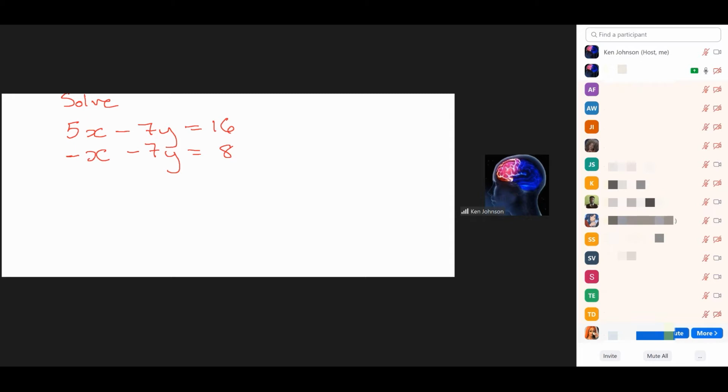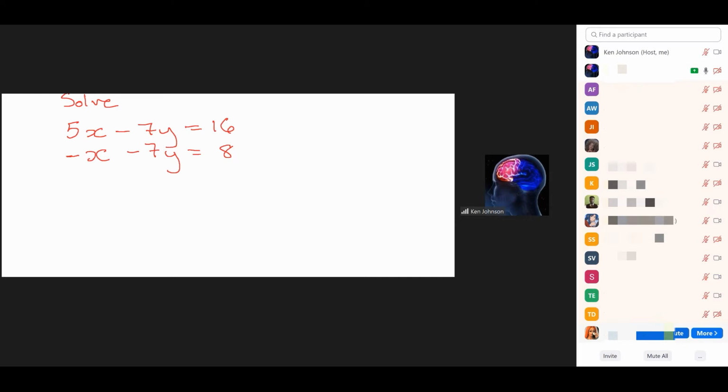If you try to add, to eliminate, it won't work. You will get negative 14y, right? So it won't work. So what you need to do here, you need to think of what you can multiply one of these equations by so that you can have inverse terms, all right? So I'm going to supply it for you. If you multiply either equation by negative 1, then you will have inverse terms.